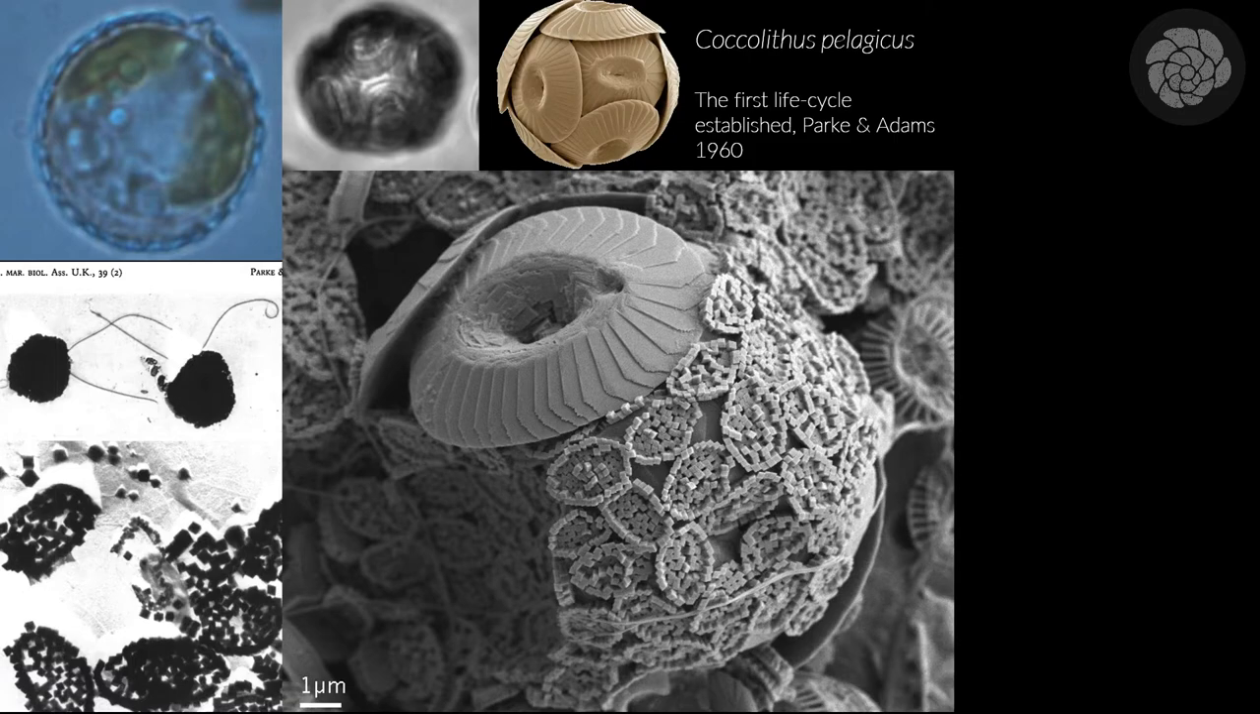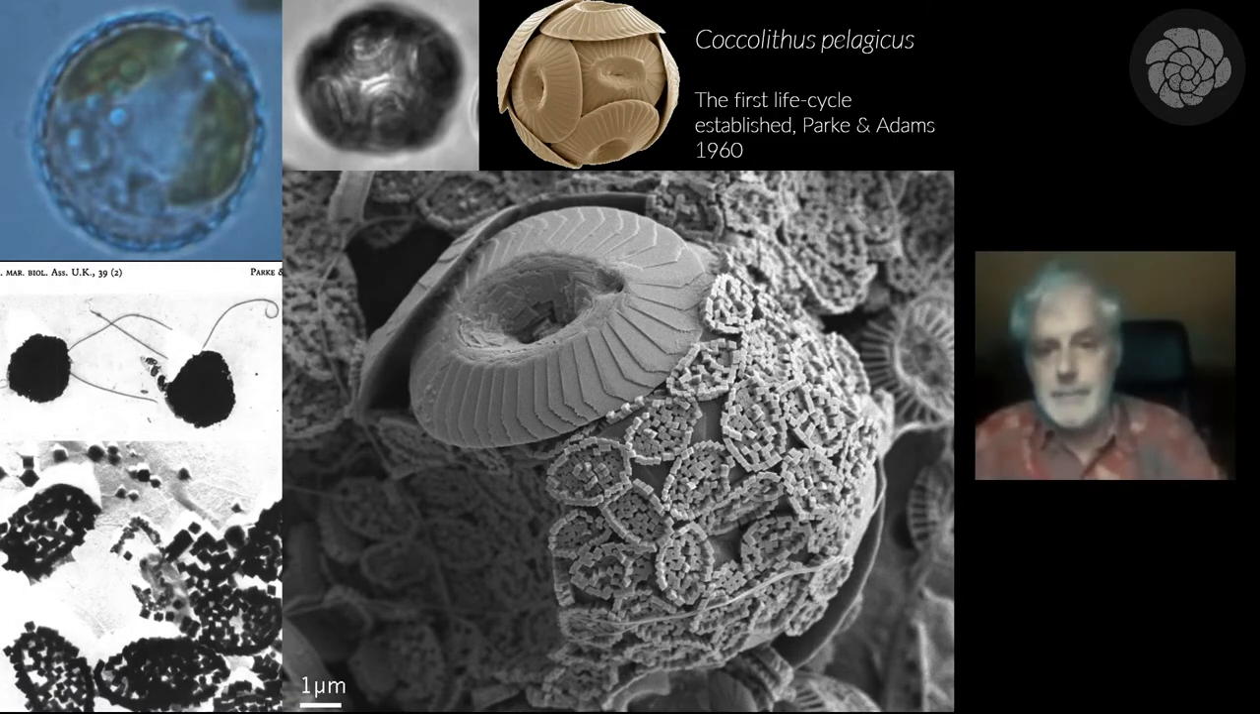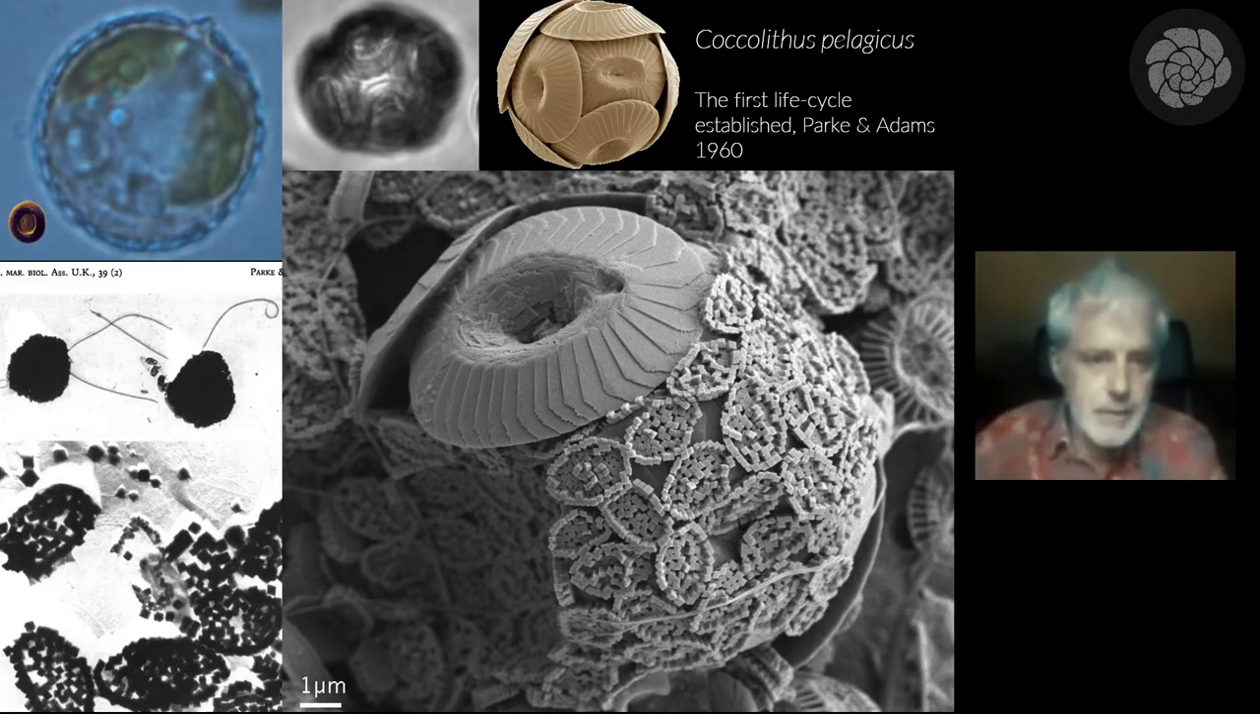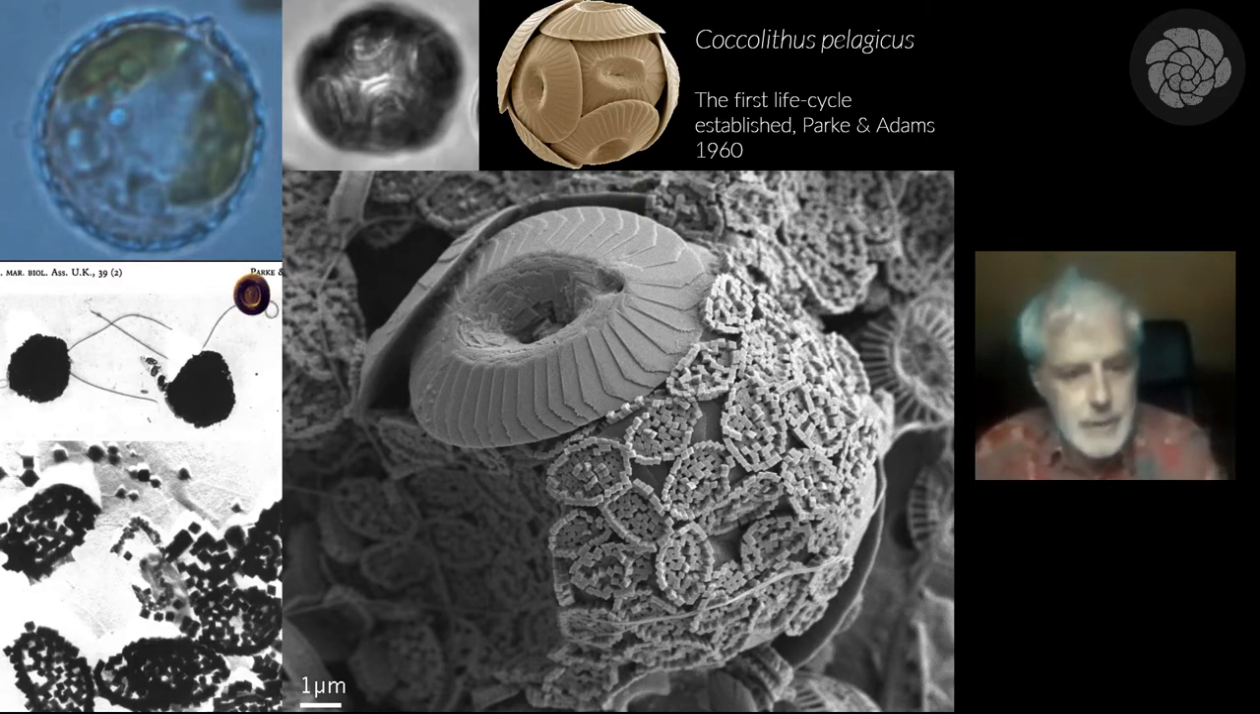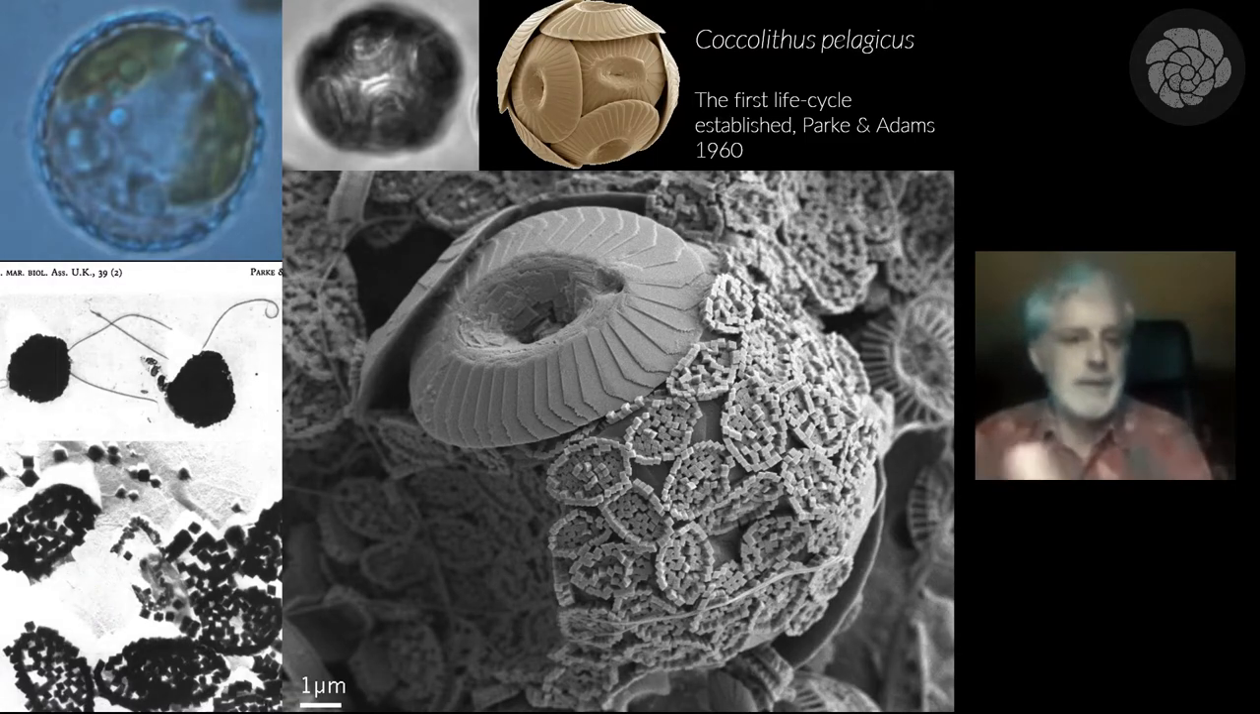Then in 1960, Park and Adams, biologists back in Plymouth, had a culture of Coccolithus pelagicus, and then it suddenly started changing to forming a sort of cell with much more delicate coccoliths. As you can see in the light microscope, it's forming a very thin layer around the outside. Then when they looked at that in the transmission electron microscope, they found it was producing a completely different type of coccolith. It was actually producing holococcoliths. And they were able to do this repeatedly, so they absolutely knew this.